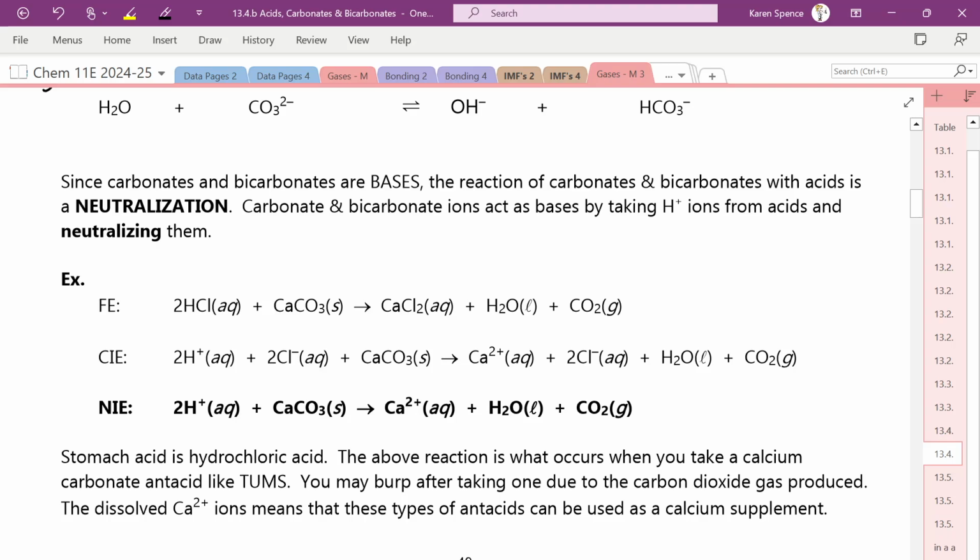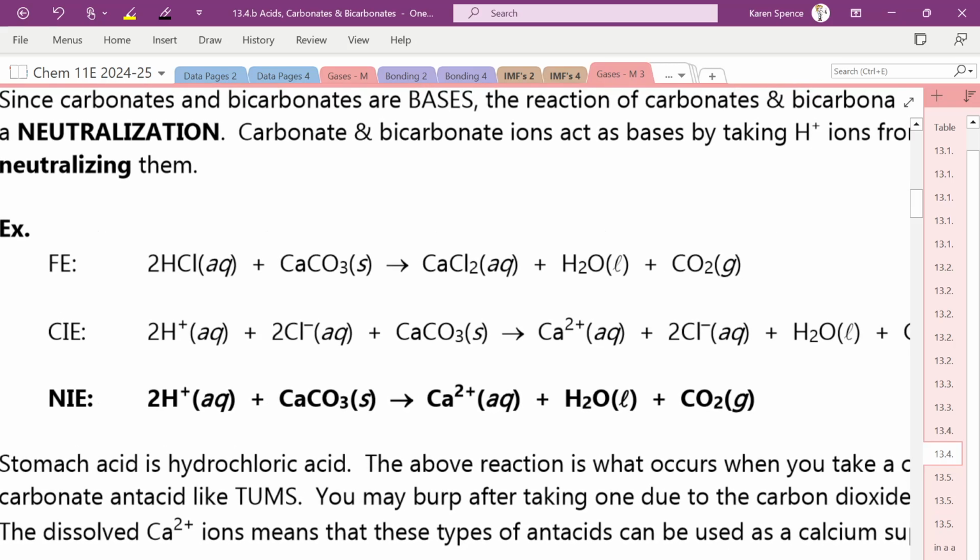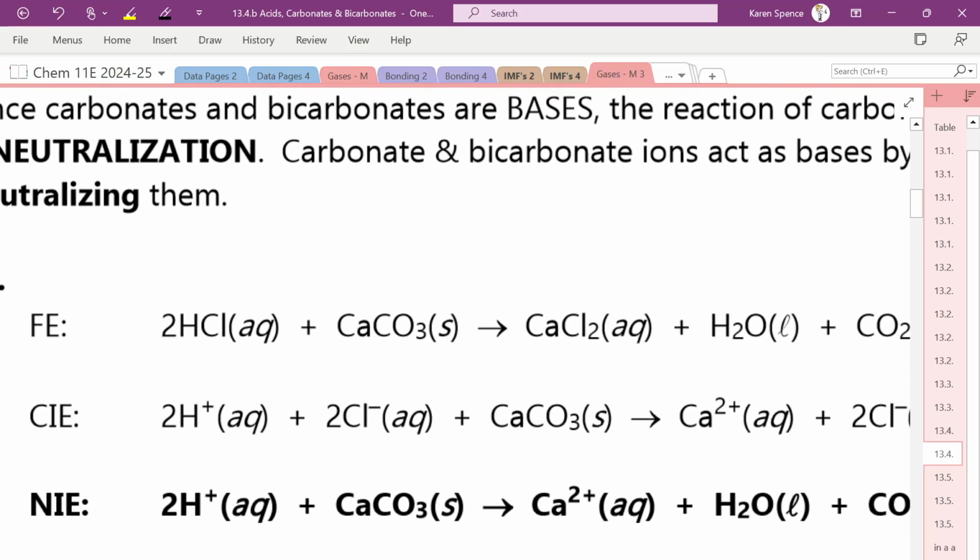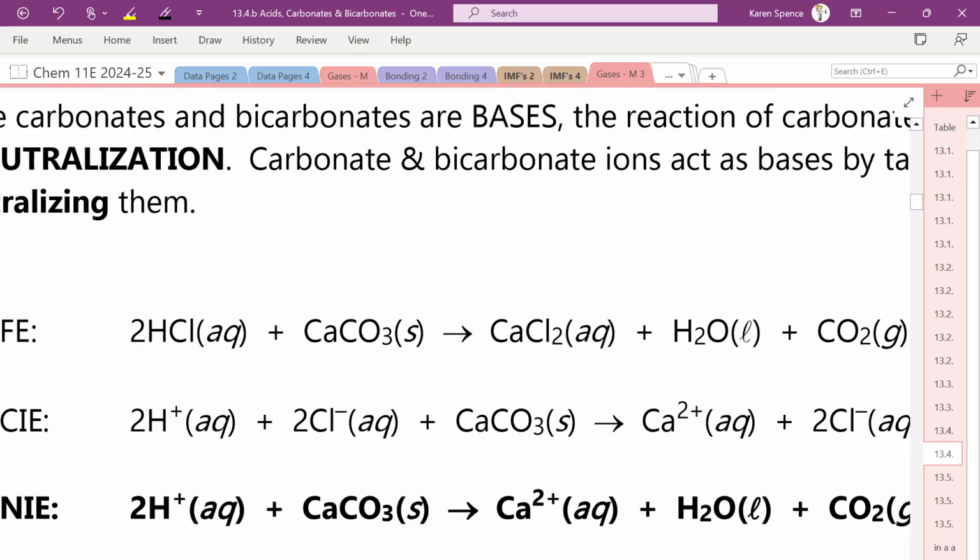Not much here. The only thing is maybe we could do a net ionic equation. If we look at this one, we combine our H with our CO3, and so we get H2CO3, which then becomes H2O and CO2, and our Ca with our Cl, which then becomes CaCl2.